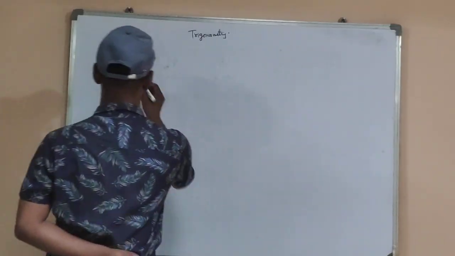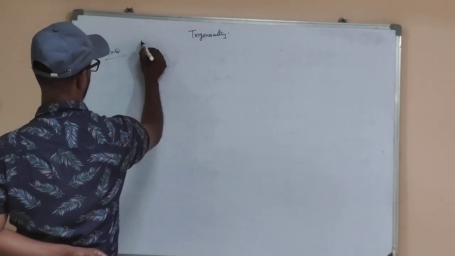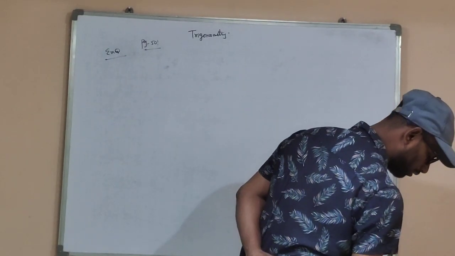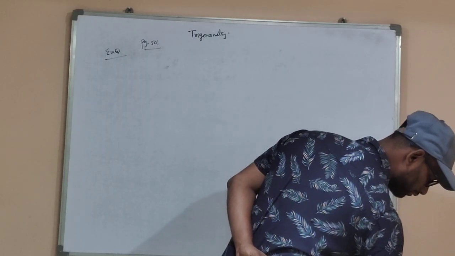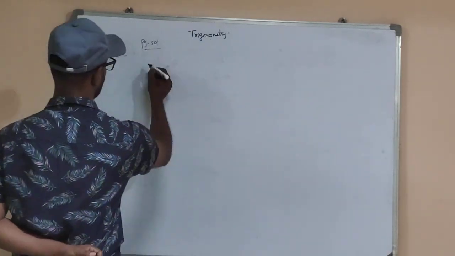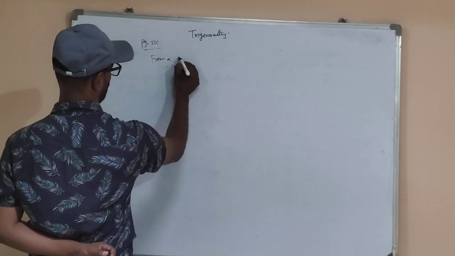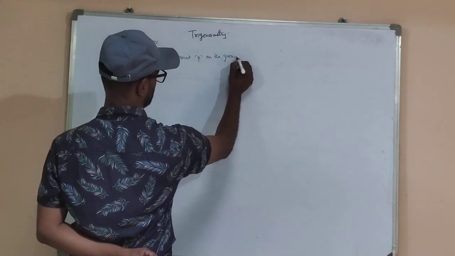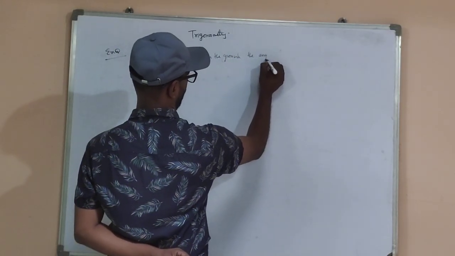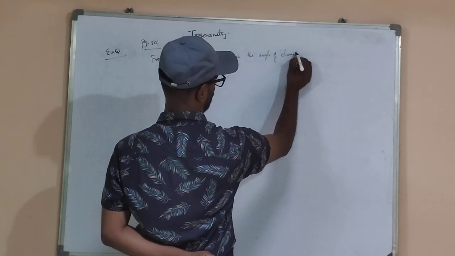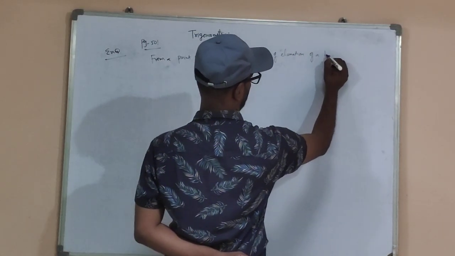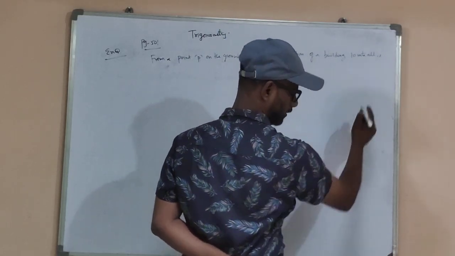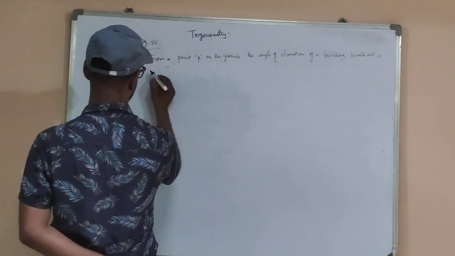So what is the question? Example 4, page number 50. From a point P on the ground, the angle of elevation of the top of a building 10 meters tall is 30 degrees.